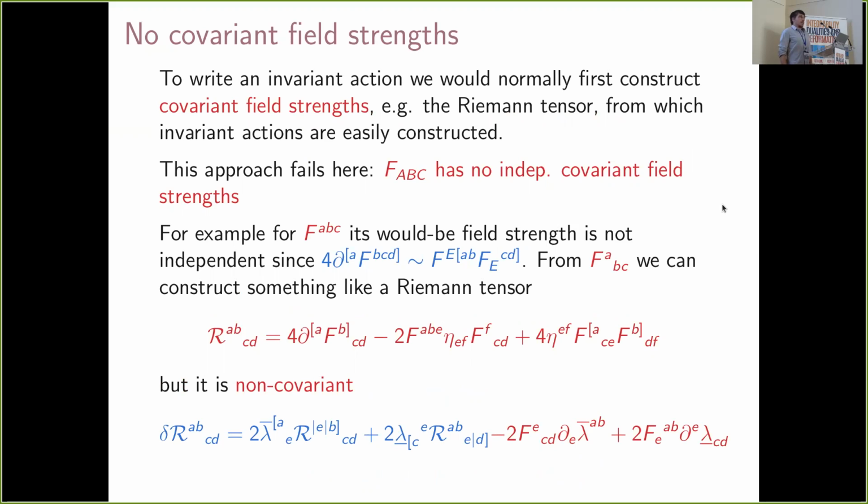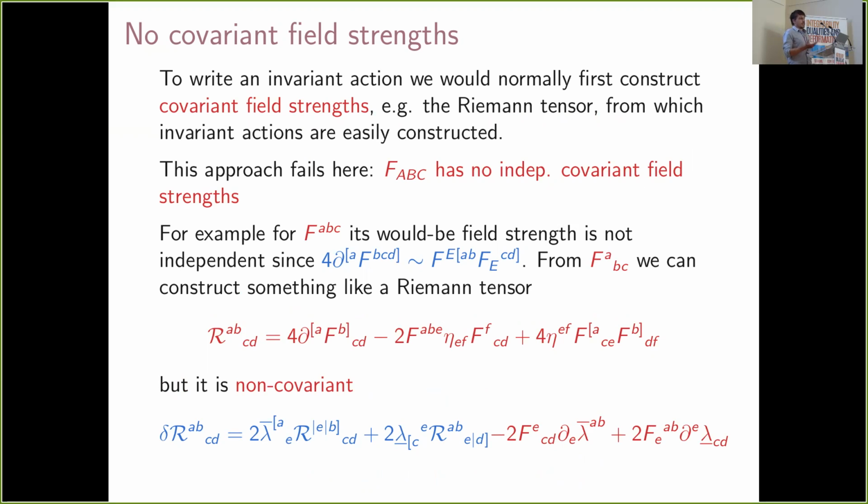Now, our goal is ultimately to write invariant actions, right? And normally the way we would do that is, so the analog of this object is like the spin connection. And normally if we had the spin connection, it's awkward to write an invariant action from the spin connection directly, but we know that we can construct a covariant field strength, the Riemann tensor, from the spin connection.